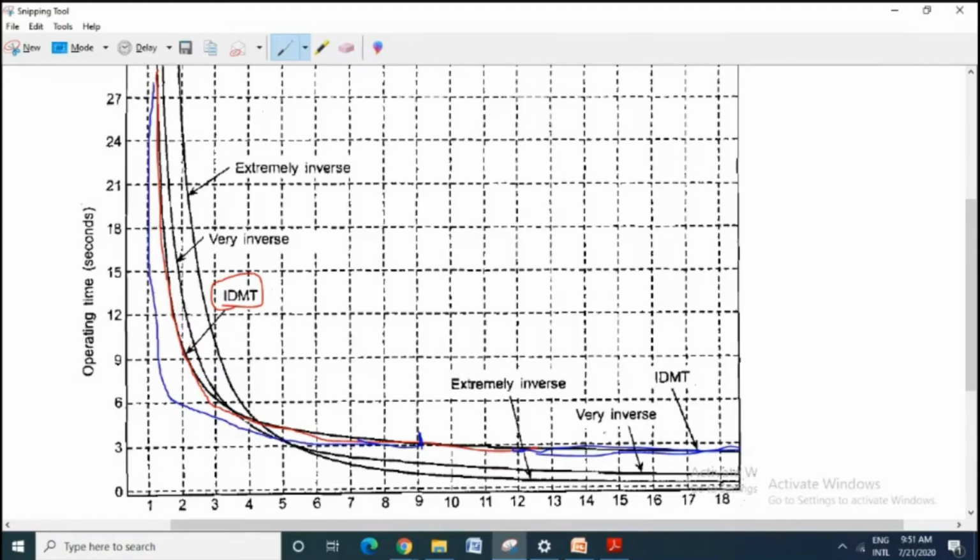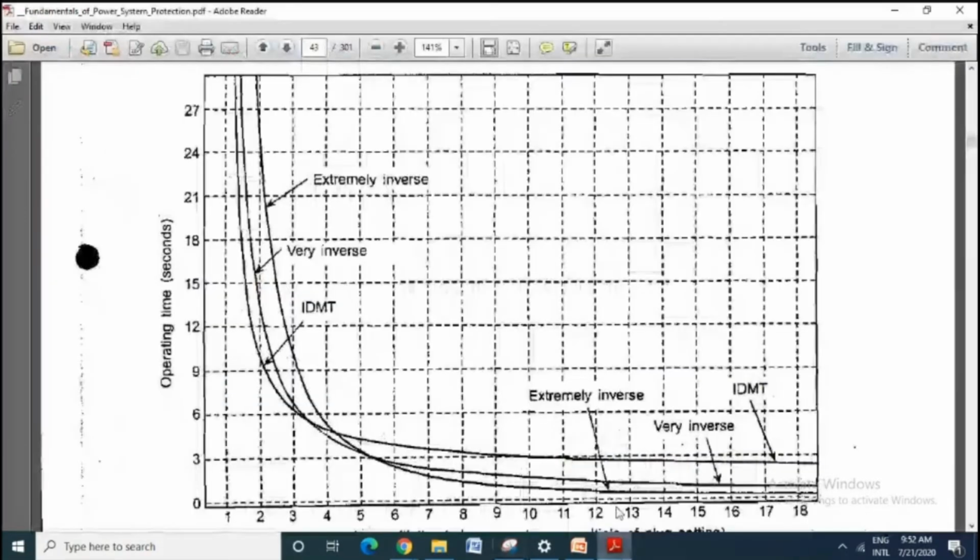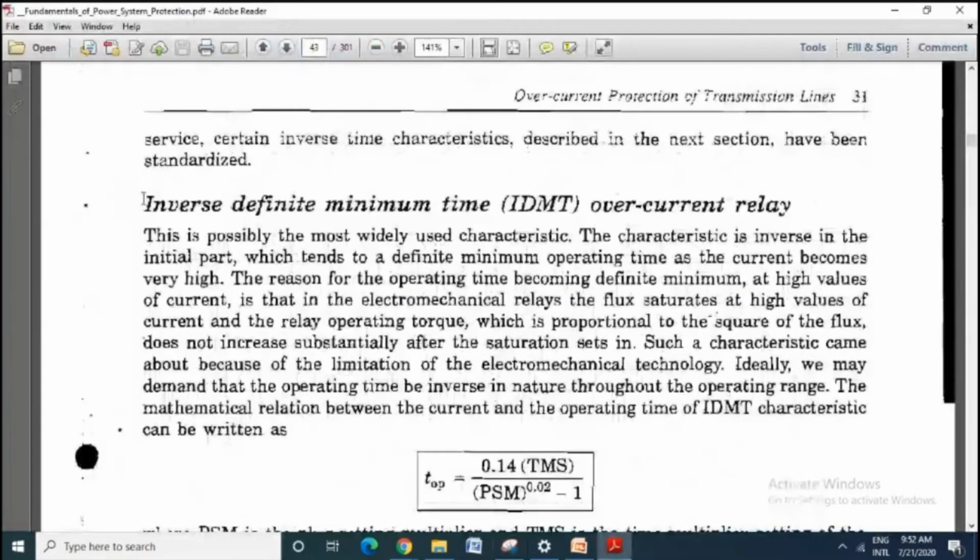Whereas for all of these previous values, it follows the inverseness rule. And that's why the name given to this particular graph is the inverse definite, that for the starting portion it follows the inverse rules, and for the end portion it follows the definite and the minimum amount of time which is required for the operation. And hence we have this name, inverse definite minimum time over current relay, the IDMT over current relay.